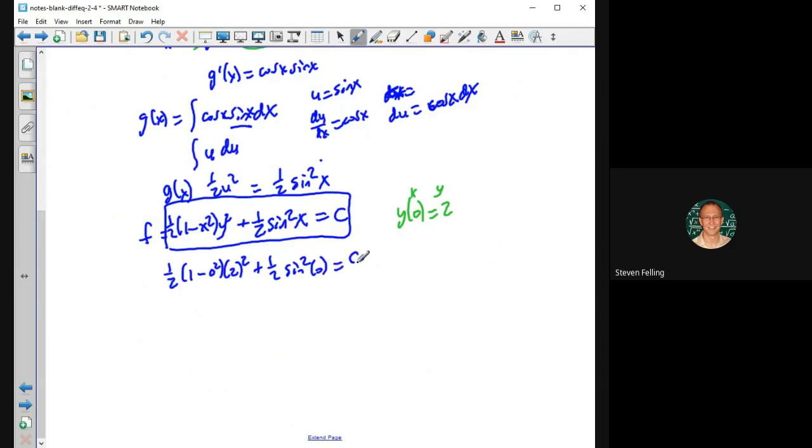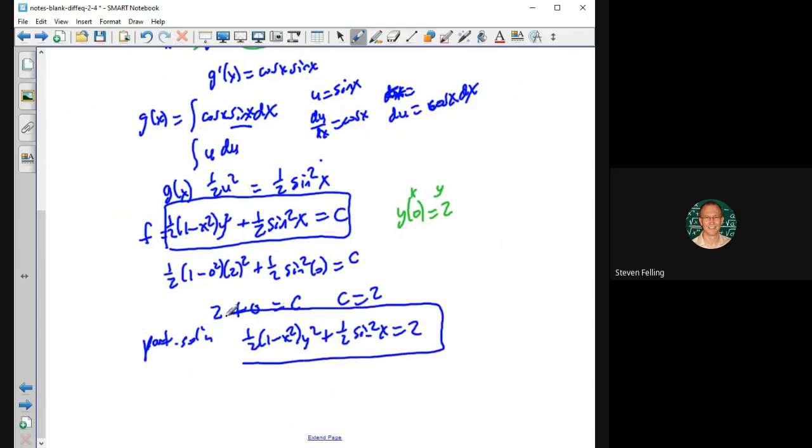0 equals the constant. So this is going to be 4 divided by 2 is 2 times 1 is 2 plus sine of 0 is 0. So that means c is 2, and that means that our particular solution is 1/2 1 minus x squared y squared plus 1/2 sine squared x equals 2.